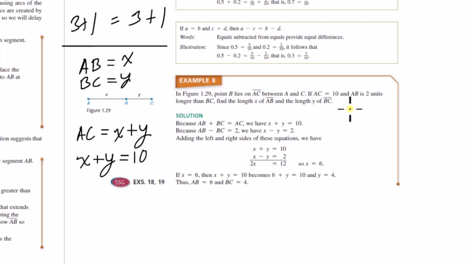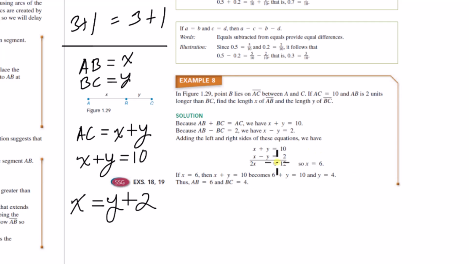Now they also tell us that the length of AB is 2 units longer than the length of BC. So the length of AB, which is X, is 2 units longer than the length of BC. You take the length of BC, you add 2 to it, you get the length of AB. And so now we have 2 equations and 2 unknowns. I think that's what they were going for here with these properties of how you can add equations together. We talked about this in algebra chapter 5 with multiple equations and multiple unknowns.